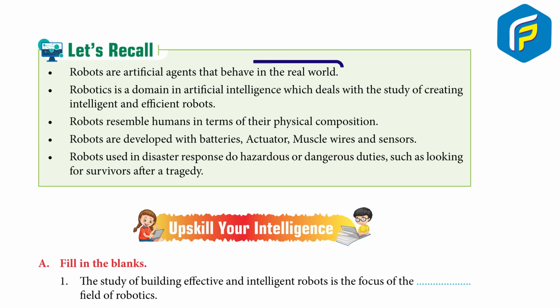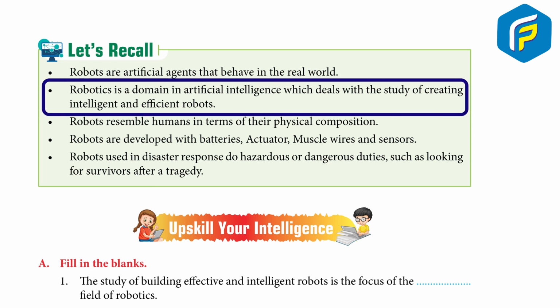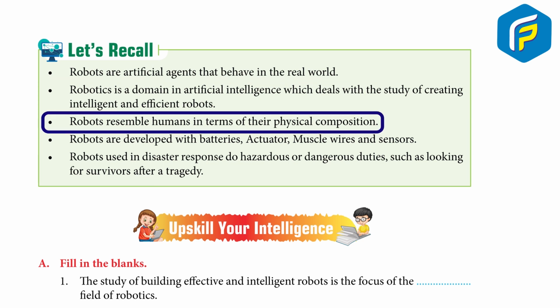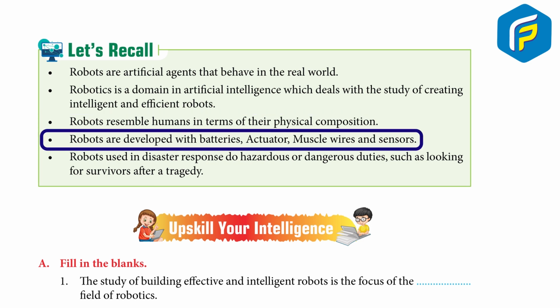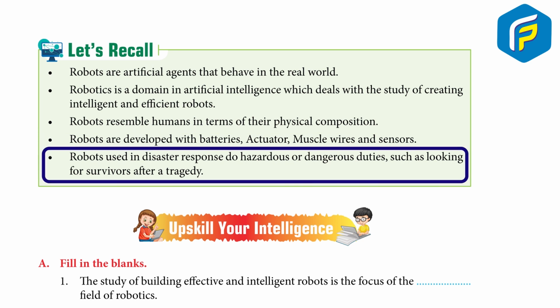Let's recall. Robots are artificial agents that behave in the real world. Robotics is a domain in artificial intelligence which deals with the study of creating intelligent and efficient robots. Robots resemble humans in terms of their physical composition. Robots are developed with batteries, actuators, muscle wires, and sensors. Robots are used in disaster response for hazardous or dangerous duties, such as looking for survivors after a tragedy.